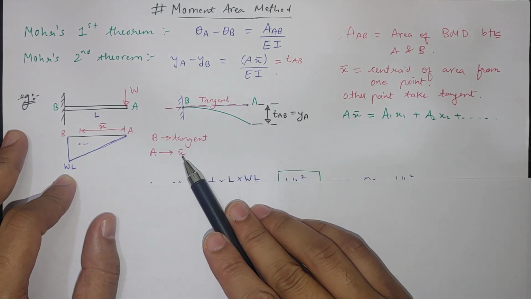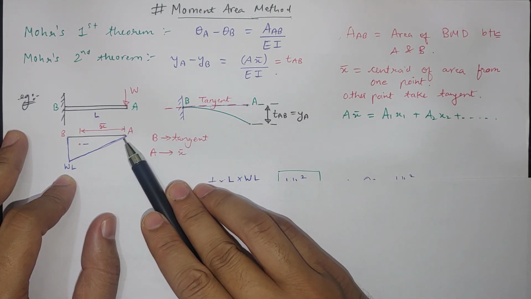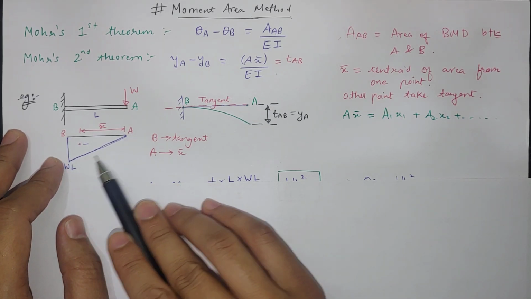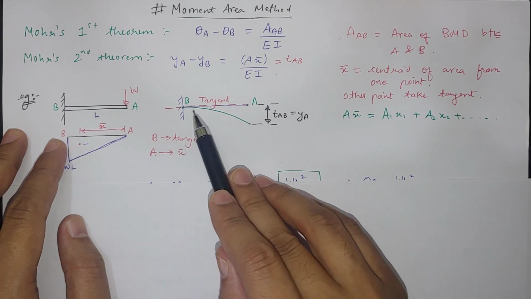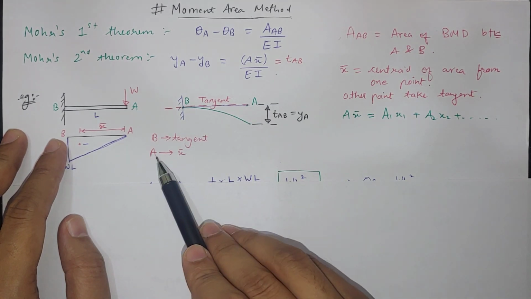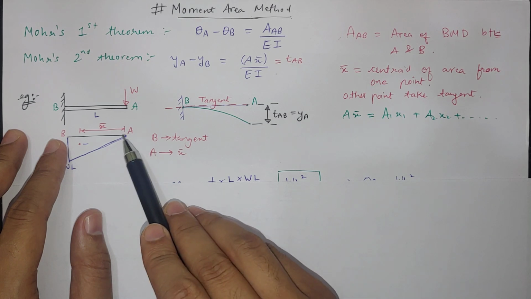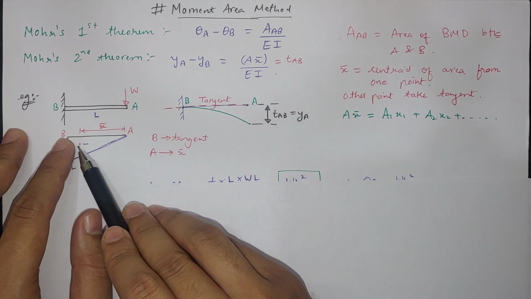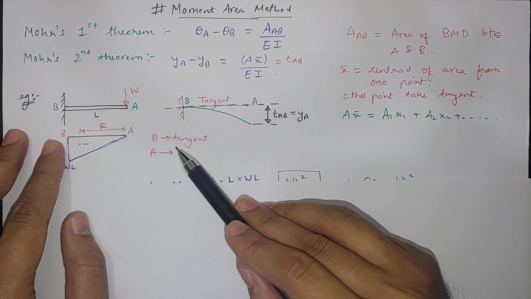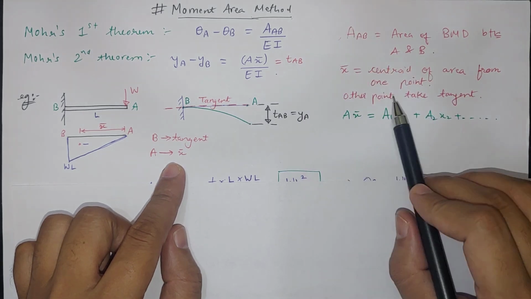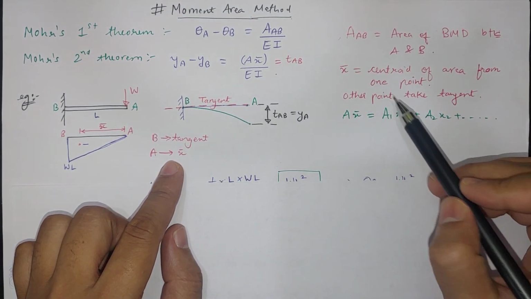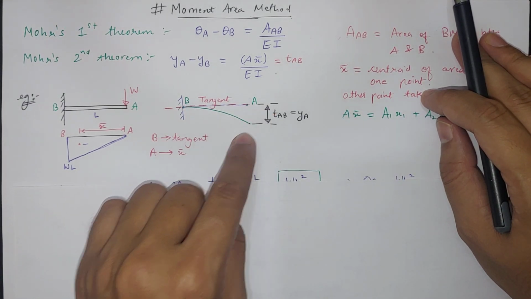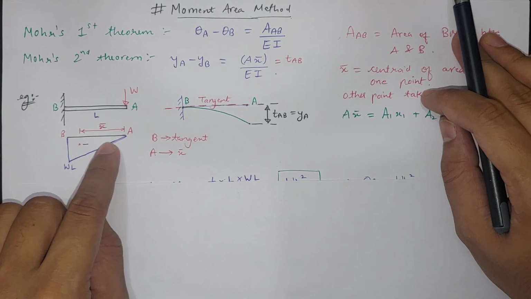Now we have to take x bar from point A. From point A we have to take the distance till the centroid of the same area. So we have points A and B. At point B I have taken the tangent, and for point A, I have to take the moment area, meaning the distance till the centroid of this area. This is how I implement it. You can do it in another way also, but this is a much better way to remember. For one point we take the tangent of the deflection curve, and for the other point we take the distance from the centroid of the area.